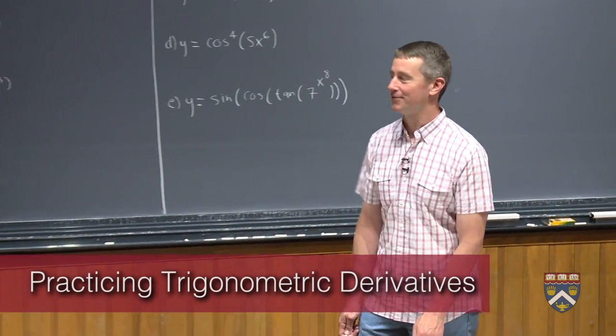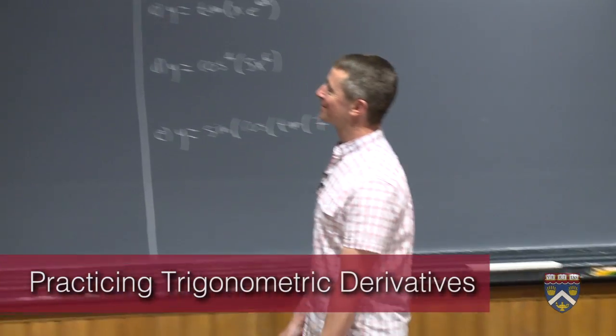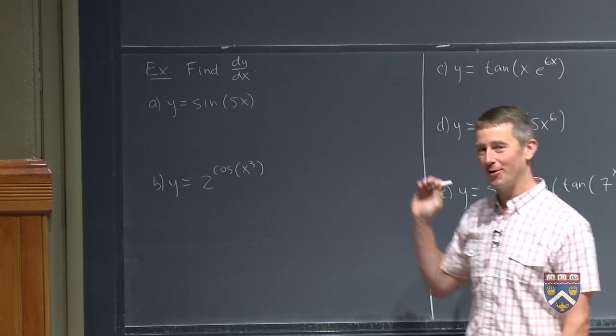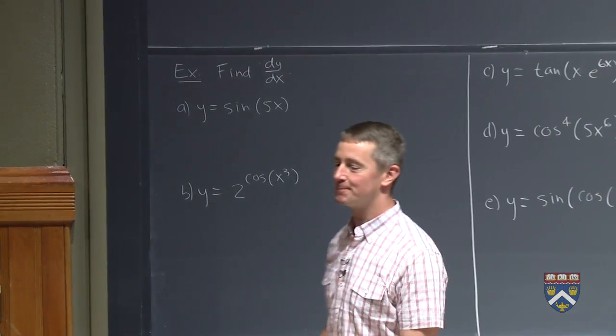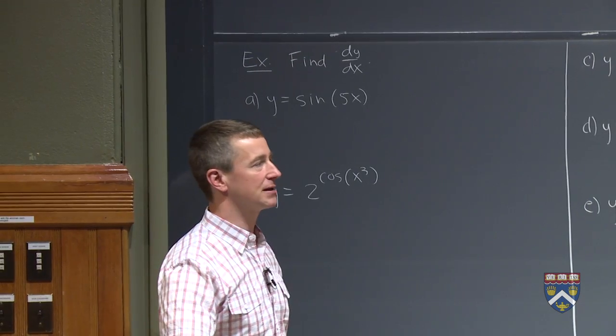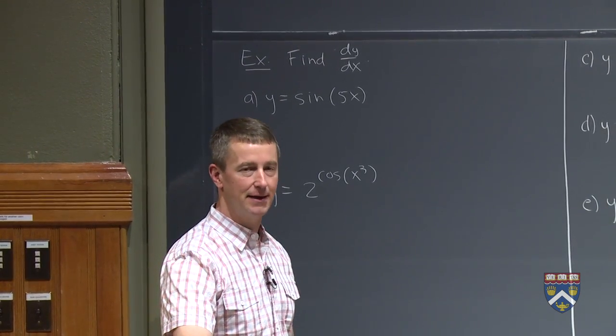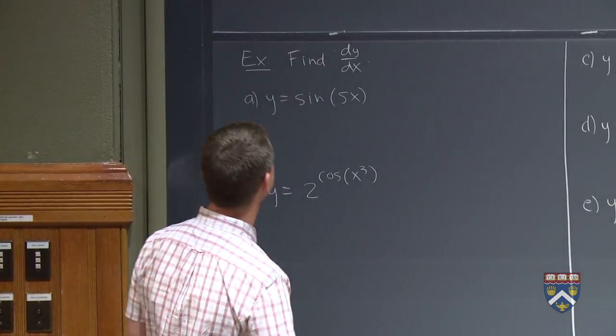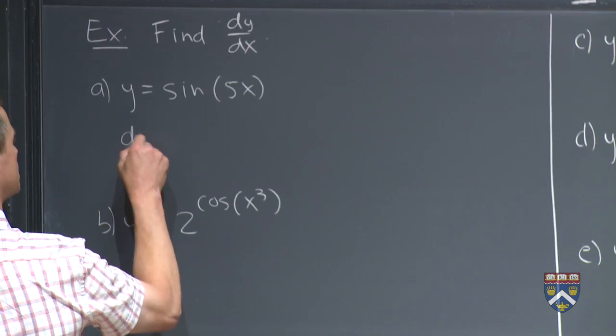Let's practice with our trig derivatives. So we've got this function here. We'll start from easier, getting more complicated. Sine of 5x. I'm not going to write out all the steps in the chain rule this time. We've gotten some practice with it. If you want to write them out, the inside and outside function, that's great. But let's see if we can do it without that.